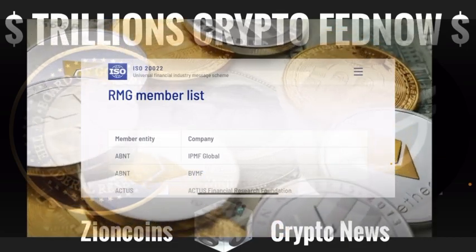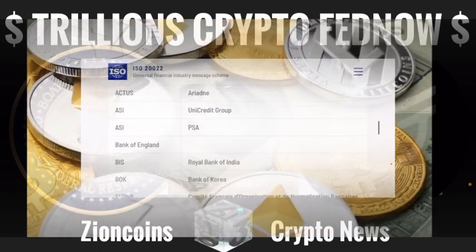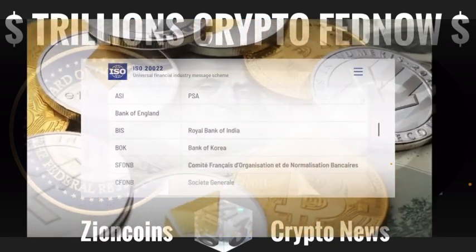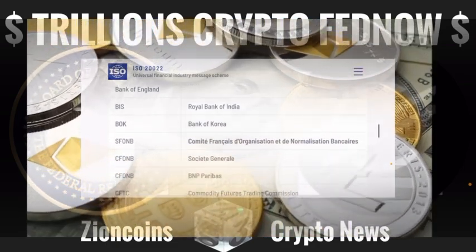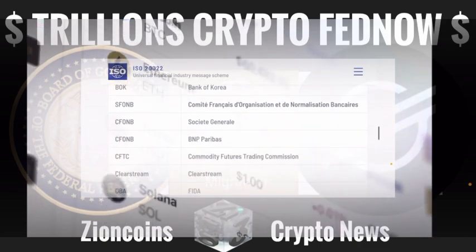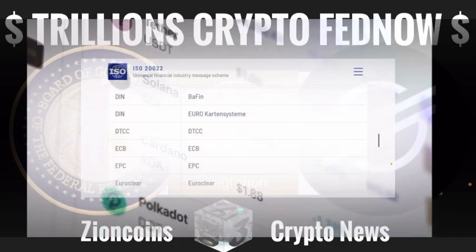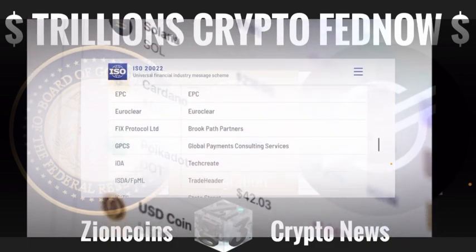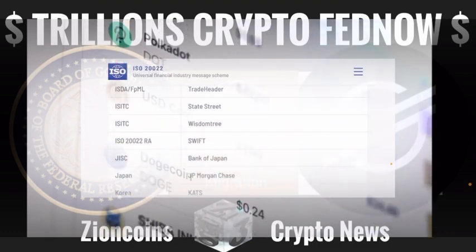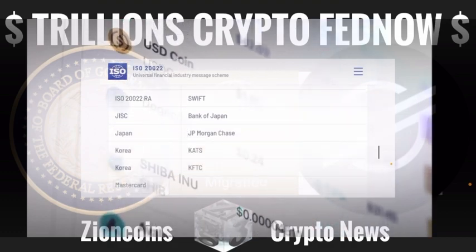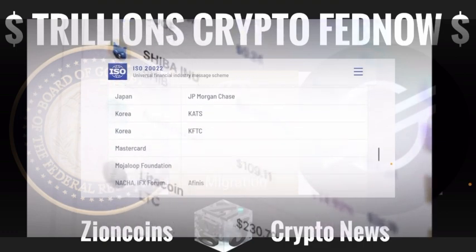But the RMG member list, so the companies, right? The actual companies that are named and listed: Bank of England, of course, naturally, BSI, Royal Bank of India. Not BSI as the Bank for International Settlements, but this is BSI's thing. They're vastly intertwined. ECB, we know about the ECB. Swift again, ISO 20022 RA, Japan, JP Morgan Chase. Check that out. That's their company that will interoperate.